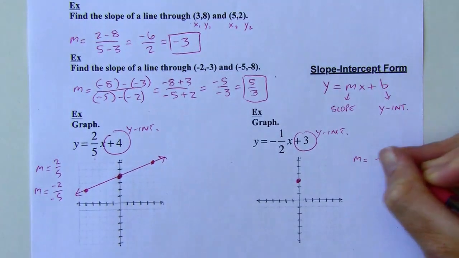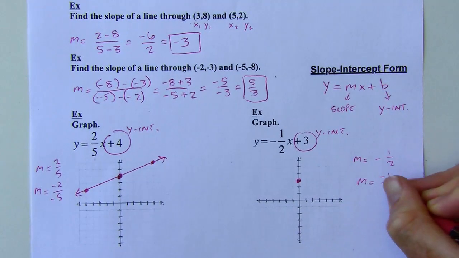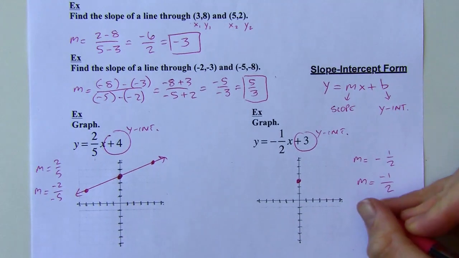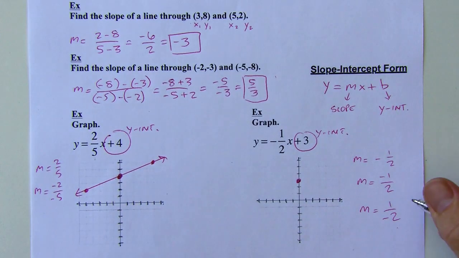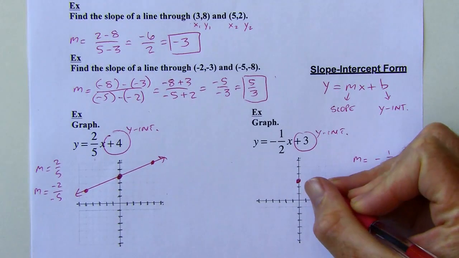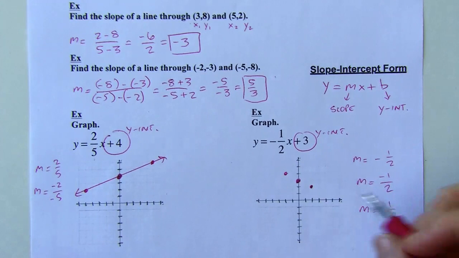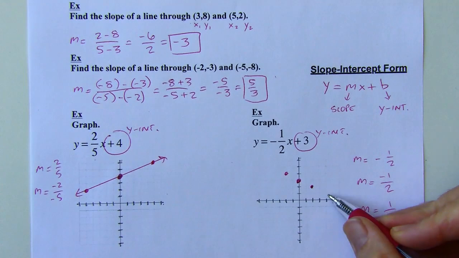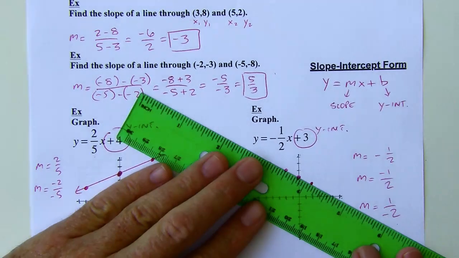Same kind of deal over here. Here my slope is negative 1/2, and you can either go down 1 to the right 2, or you could go up 1 to the left 2. These are all equivalent, right? So if I go down 1 to the right 2, that puts me there. Or if I went up 1 to the left 2. And then you can always go down 1 to the right 2 again and again if you want more points. But this is more than enough.